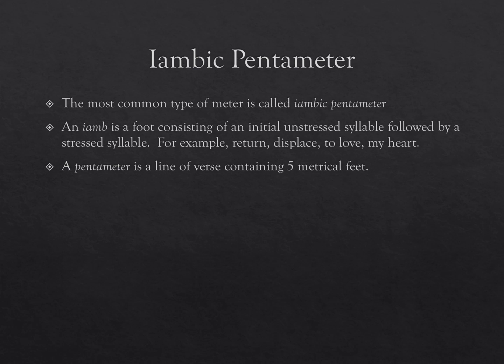We have the first meter, which is the iambic meter. The iambic meter is the most common type of meter. An iamb is a foot consisting of an initial unstressed syllable followed by a stressed syllable. For example: return, displace, to love, my heart. A pentameter, on the other hand, is a line of verse containing five metrical feet.